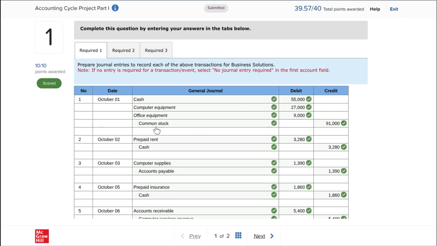Common stock is easy to spot as a credit because it is indented and the amount is in the column on the right, which is the credit column. And credits are always listed after debits.